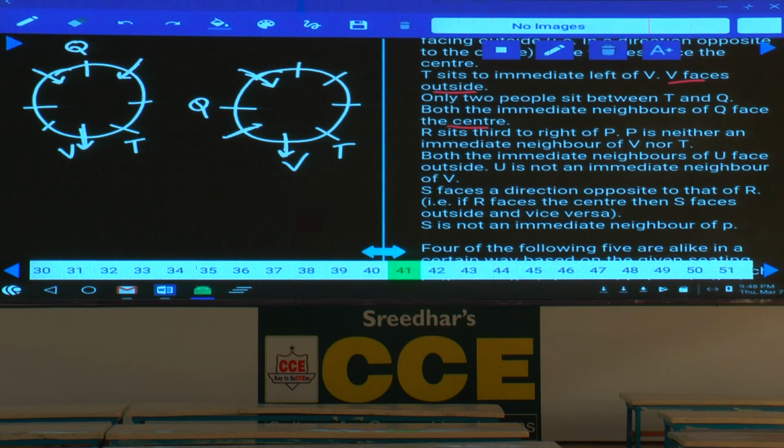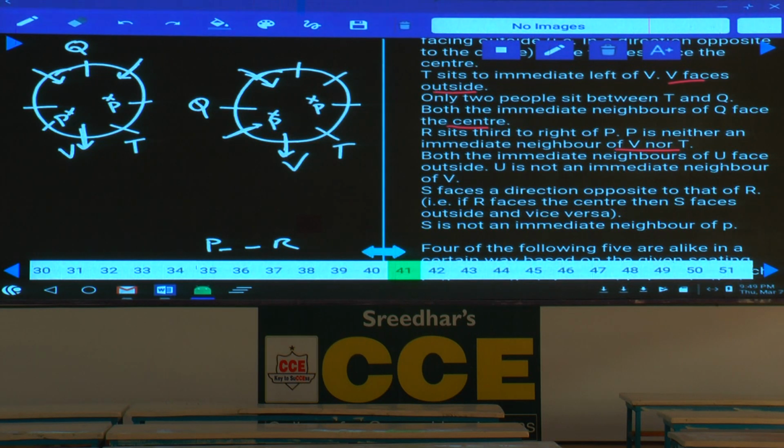Next, R sits to the immediate right of P. Now this R is seated to the right of P, isn't it? And at the same time, P is neither an immediate neighbor of V nor T. P cannot be here, here also P cannot be here. P cannot be an immediate neighbor of V and T, isn't it? Hence, P cannot be in these places.